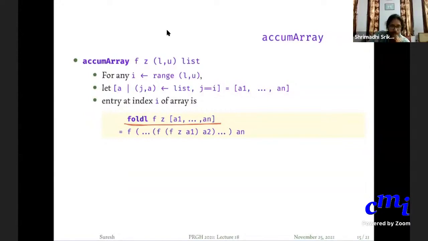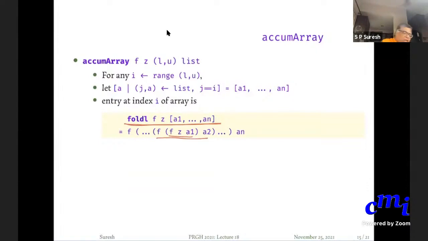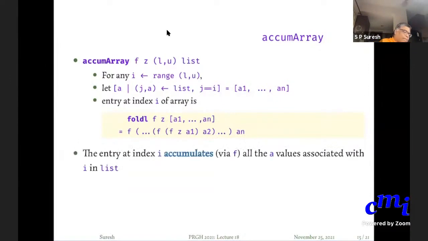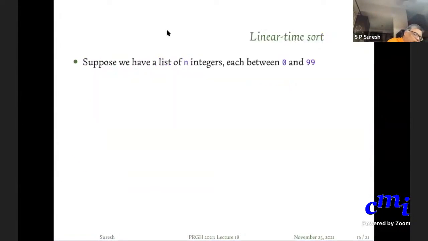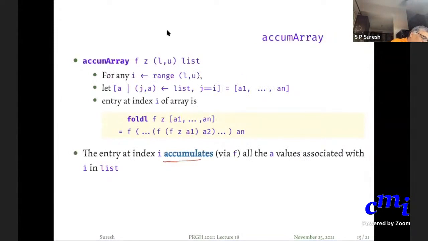So if you expand this, you first apply F on Z and A1, and you apply F on that result and A2, apply F on that result and A3, etc. Finally, you apply F on that result and AN. That is what foldl is. This might look a little too abstract now. We will do a concrete example and then it will be very clear. So basically, the entry at index I accumulates via the function F and the initial value Z, all the A values associated with I in list.